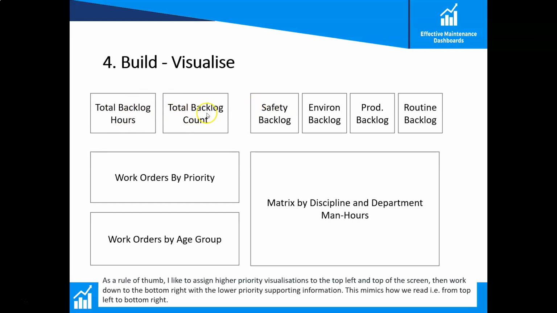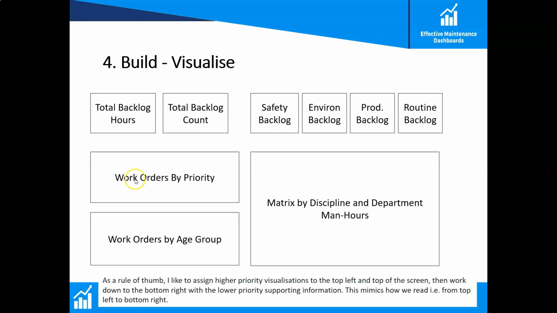The next thing we need to understand is the backlog by the criticality, so the risk. I've put 4 cards along here, and I've dedicated a card to each criticality type. We've got safety critical backlog, environmental backlog, production backlog, and routine backlog. So this is all work related to safety, the environment, production, and routine work. We typically read from left to right, certainly in a Western culture, and so I've put the most important things at the top of the page here.